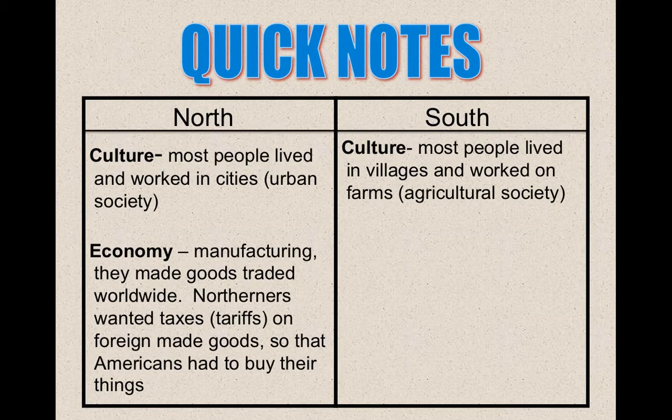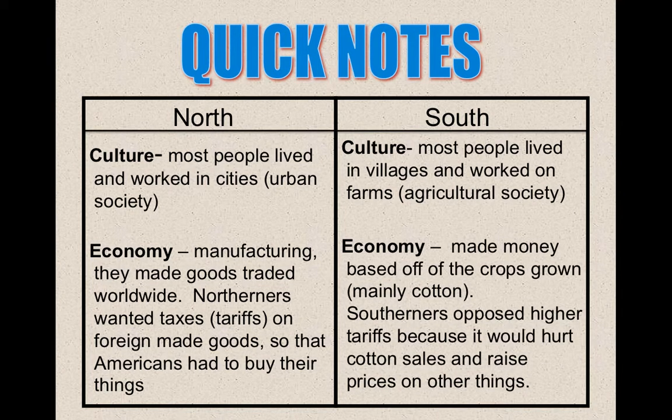The economic situation. So the North has manufacturing, and Northerners want taxes or tariffs placed on foreign goods so that Americans have to buy goods made here in America. Well, the Southerners don't want those taxes. They don't want taxes placed on goods coming in from other countries because it's going to hurt cotton sales. Cotton is the number one export, the number one good that is being sold by the South to other countries worldwide.